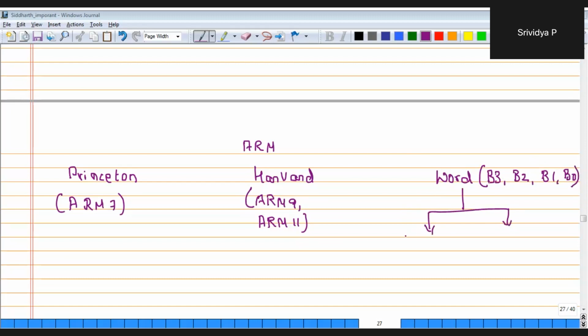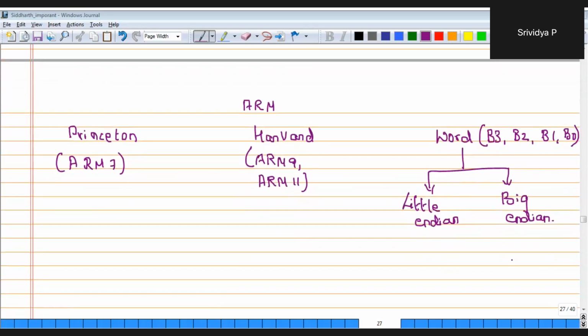ARM can either use little endian format or it can use big endian format. It can be defined at program initialization or it is based on the microcontroller manufacturers. So when I say little endian format and big endian format, it differs in the way the bytes are stored in the memory.